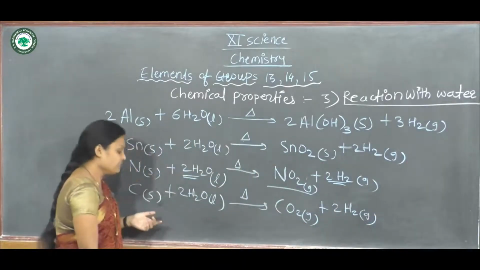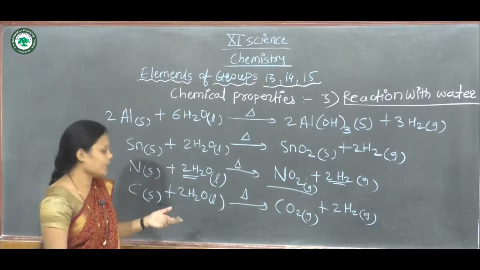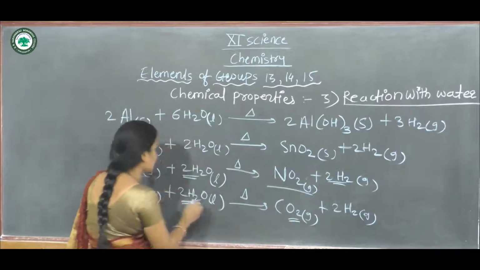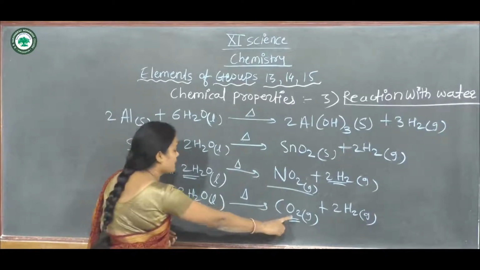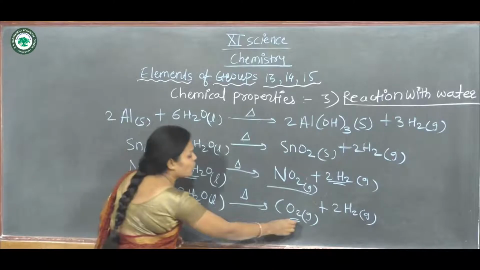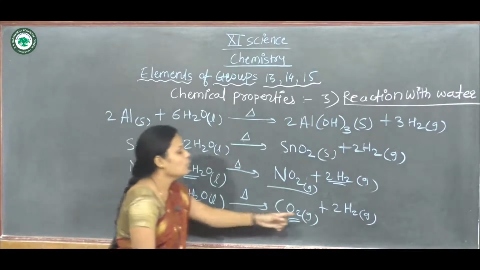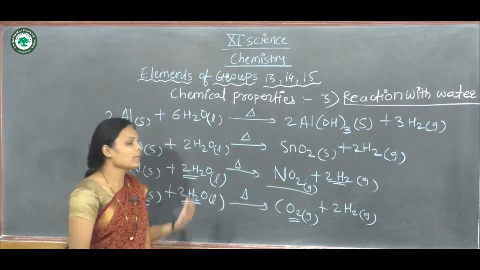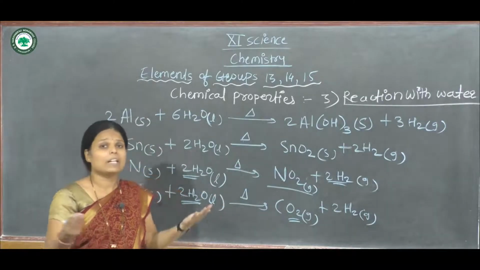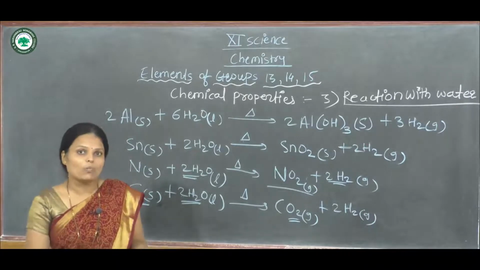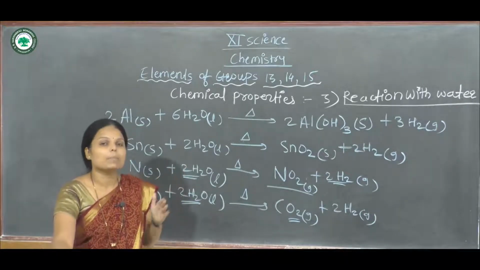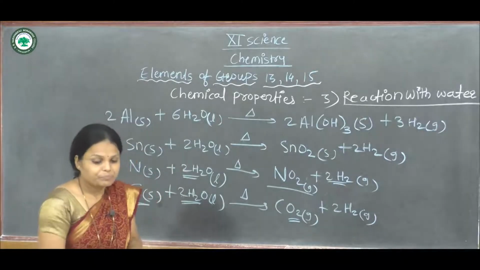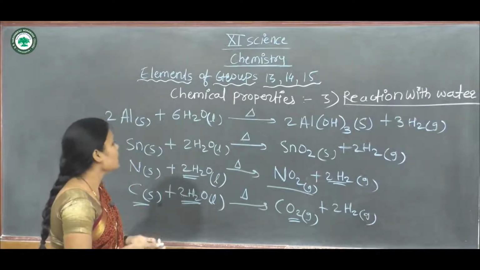Now balance the reaction. Here there are 4 hydrogen atoms. 2 H2O gives 2 oxygen for 1 carbon atom. So CO2 gas forms and 2 H2 gas remains. This is the reaction. Any type of element can react with water and form an oxide molecule. This is the third chemical property, reaction with water. Now we will also take silicon.